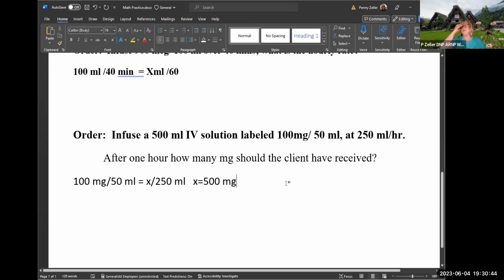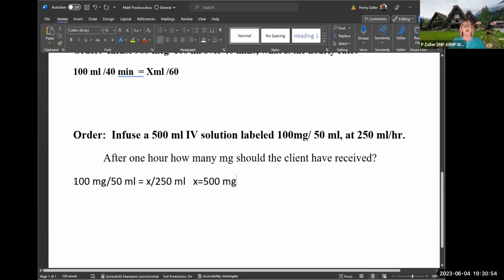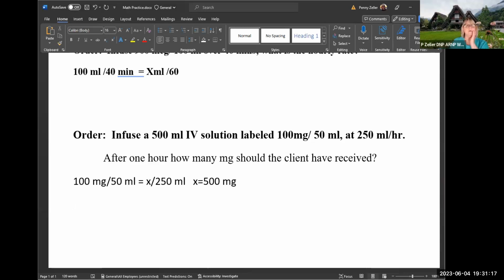Do you understand that? No, I don't understand the 500. How do you calculate it? If I divide or multiply, it's not giving me 500. I have 100 milligrams over 50, and then X over 250. 500 milligrams, I got it. But I wasn't canceling the mL and mL, so it cancels. Right, right. Okay, where does the 500 come from?